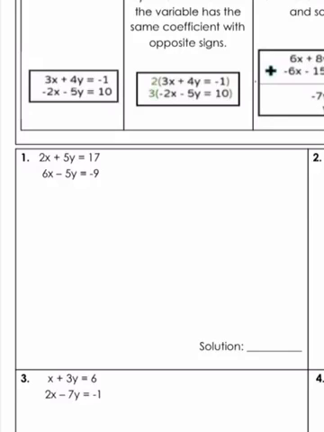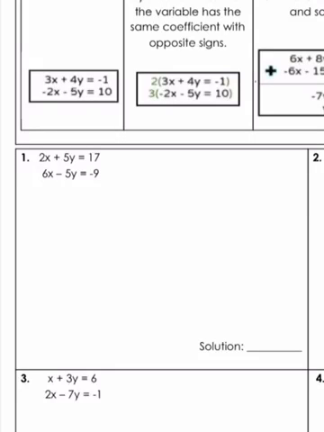So, for example, in the first problem here, we have 2x and 6x, so those aren't the same. And then we have a 5y and a negative 5y. When I say same, I mean that the number, the coefficient, needs to be the same, but the sign in front of it needs to be the opposite. So this is a perfect scenario for us.